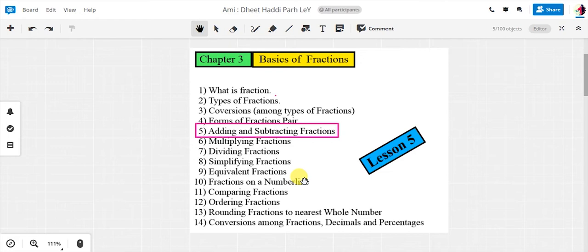How are you guys? So today we are going to start lesson 5, which is adding and subtracting fractions.